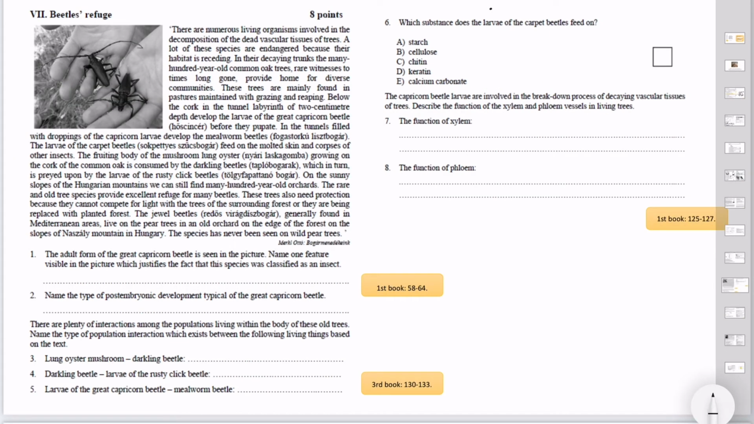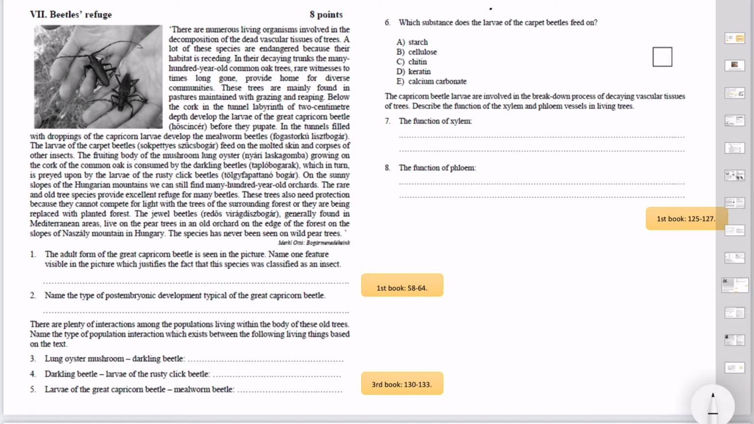Exercise 7, Beetle's refuge. There are numerous living organisms involved in the decomposition of the dead vascular tissues of trees. A lot of these species are endangered because their habitat is receding. In their decaying trunks, the many hundred-year-old common oak trees, rare witnesses to times long gone, provide home for diverse communities. These trees are mainly found in pastures maintained with grazing and reaping.